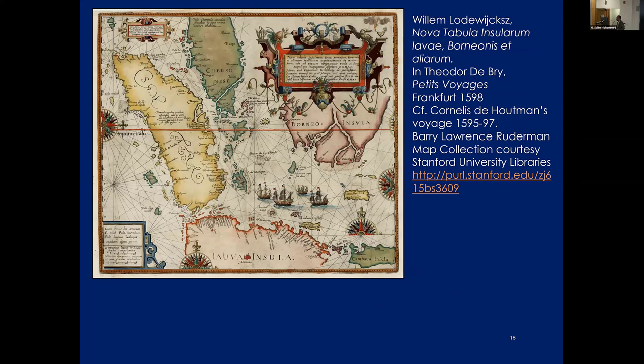Here is a map by Willem Lodewijks. This is a very important map from a different part of the Indian Ocean world. This is the first real map of the Indonesian islands. This shows Cornelis de Houtman's voyage in 1597.